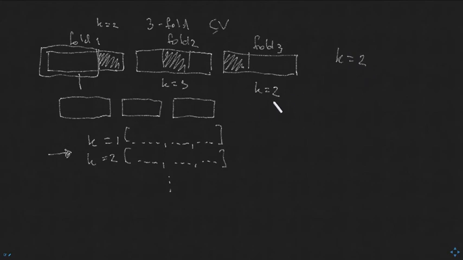So for this one as well, and for this one it was 3, but for this one it was 2. So we end up with case 2, and then we evaluate case 2 on the outer folds, and we get some performance. So for case 2, we also have 3 scores.